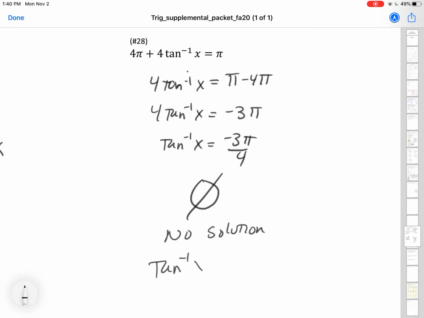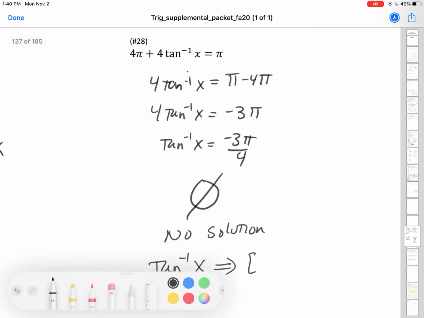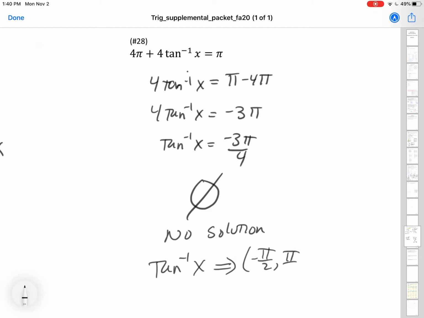Tan inverse x has an output of between, open parenthesis, minus pi over 2 to pi over 2. And minus 3 pi over 4 is beyond that. So there's no x that's going to make that work. There's no solution. There's no x who, if you took the tangent inverse of it, would equal negative 3 pi over 4. We're throwing it out.